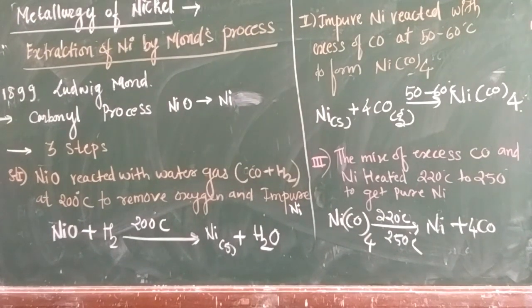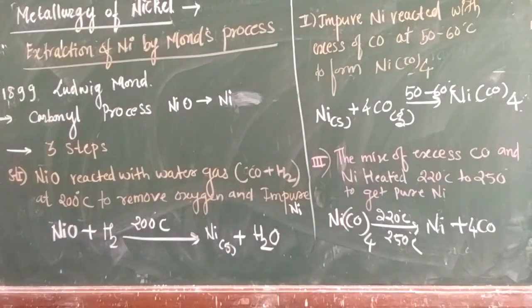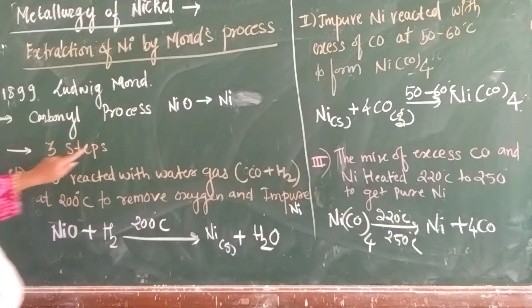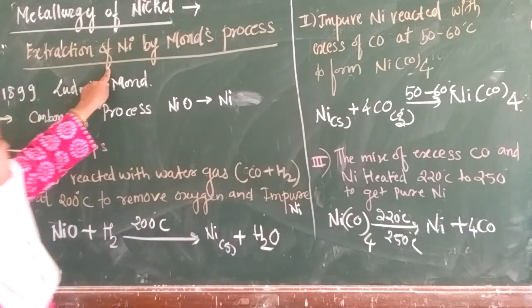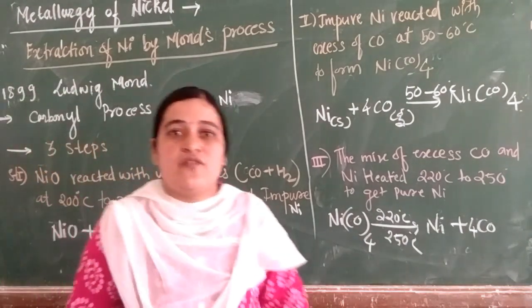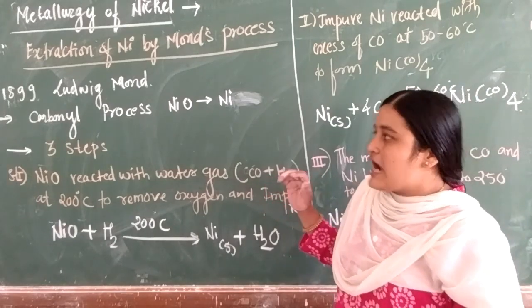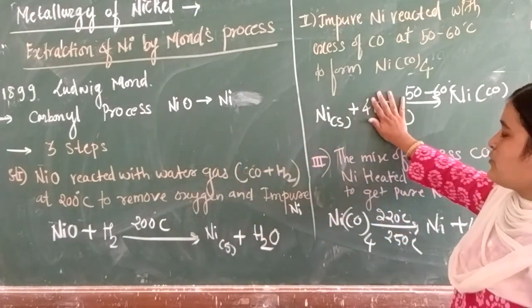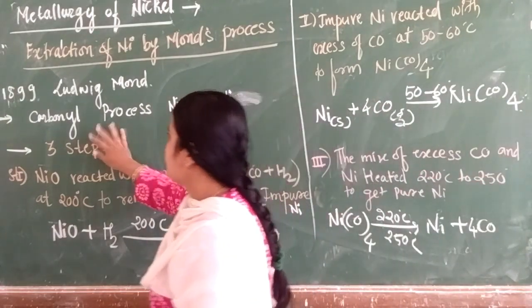The next part we are going to deal with is metallurgy. In the metallurgy of nickel, there is extraction of nickel by Mond process. This particular process we also call the carbonyl process. Why? I will tell you afterwards. In the year 1899, the scientist Ludwig Mond first gave this process for the extraction of nickel. In this process the carbonyl part is very important, because this is the only ingredient we have to remove afterwards and give in excess form. So we also call it a carbonyl process.